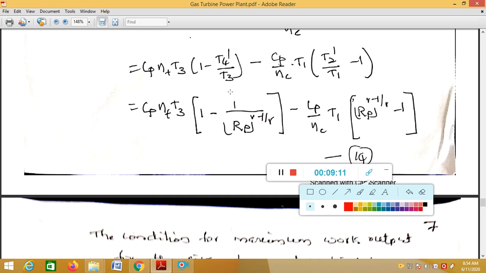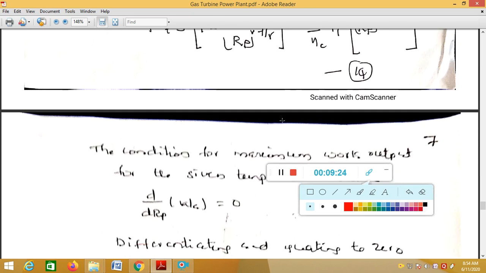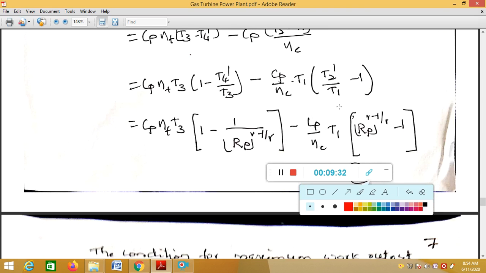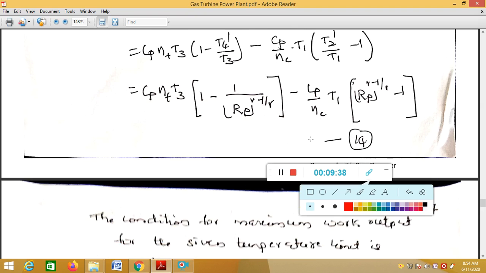So substituting the values of T4 dash by T3 equal to 1 by Rp raised to (gamma minus 1) by gamma, and T2 dash by T1 equal to Rp raised to (gamma minus 1) by gamma minus 1, this gives the expression for the work output from the gas turbine power cycle, considering the efficiency of the compressor and turbine. Efficiencies of the compressor and turbine are eta C and eta T respectively. This is given by equation 14.